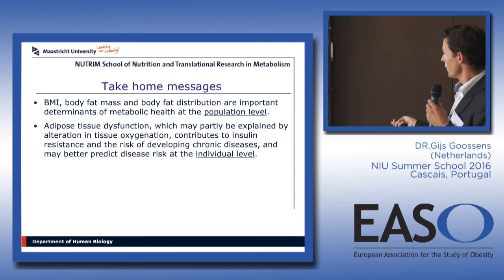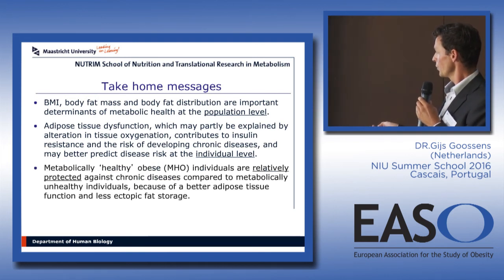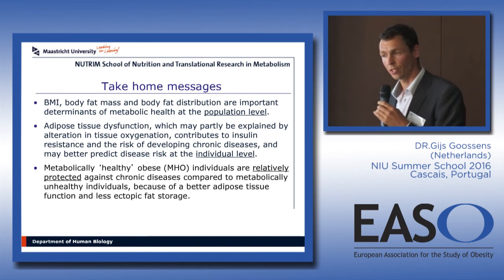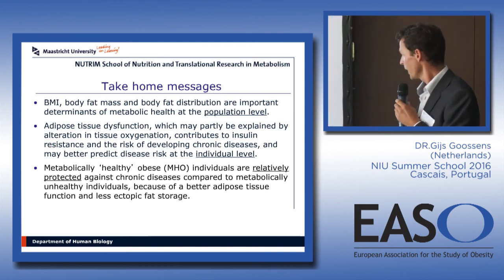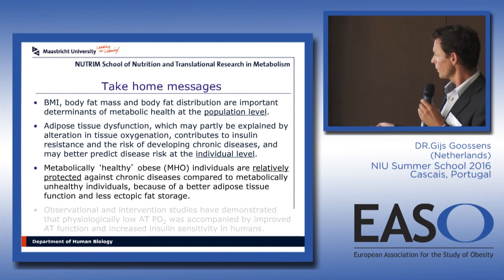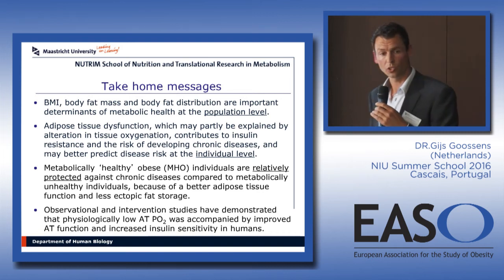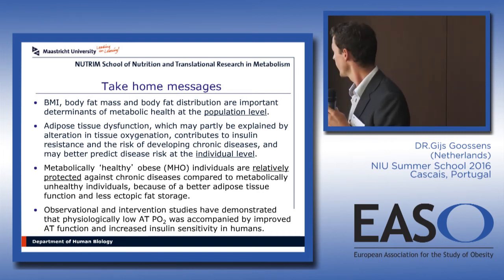Metabolically healthy obese individuals are relatively protected against chronic diseases as compared to their metabolically unhealthy counterparts because of a better adipose tissue function and, as a consequence, less fat storage in non-adipose tissues. And finally, to date, I think both observational and intervention studies have demonstrated that physiologically low adipose tissue oxygen tension is accompanied by improved adipose tissue function and may also contribute to the improvement in insulin sensitivity in humans.